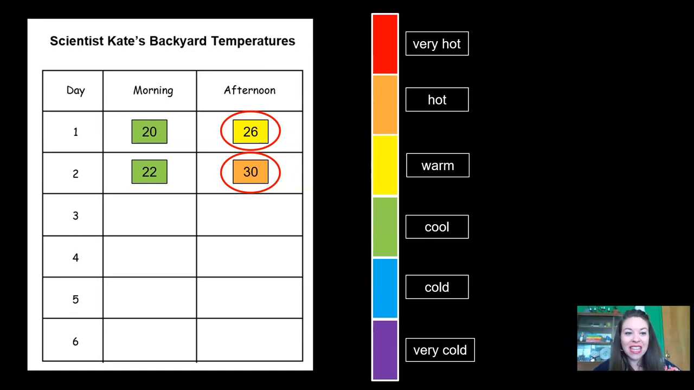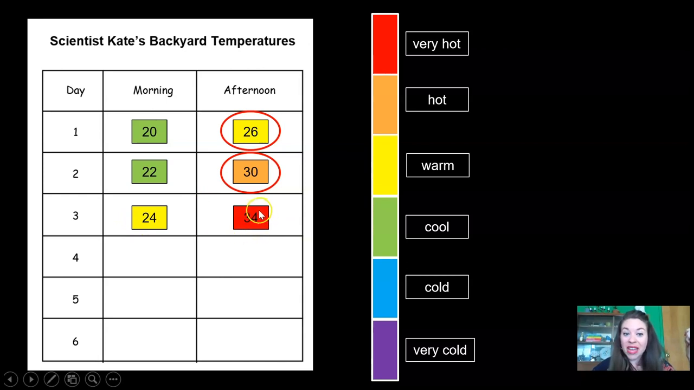Okay, in the morning, I recorded the temperature as 24 degrees. That's yellow. So I look over here and I see that yellow means warm. Ooh, we had a warm morning. Do you think the afternoon will be warmer or cooler? My thermometer read 34 degrees. Which number is bigger, 24 or 34?